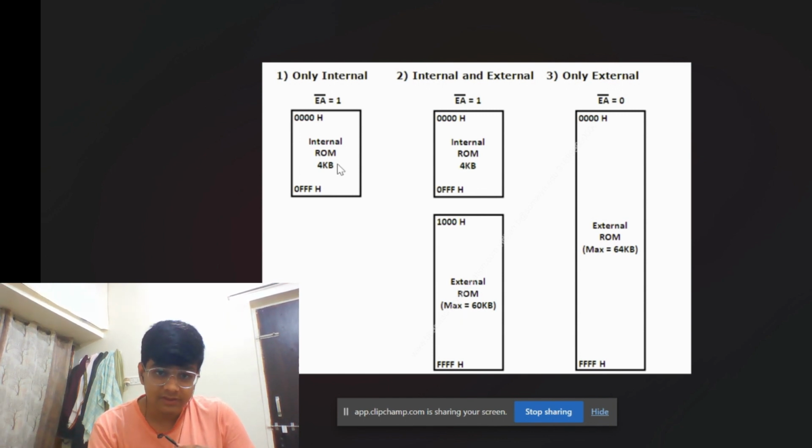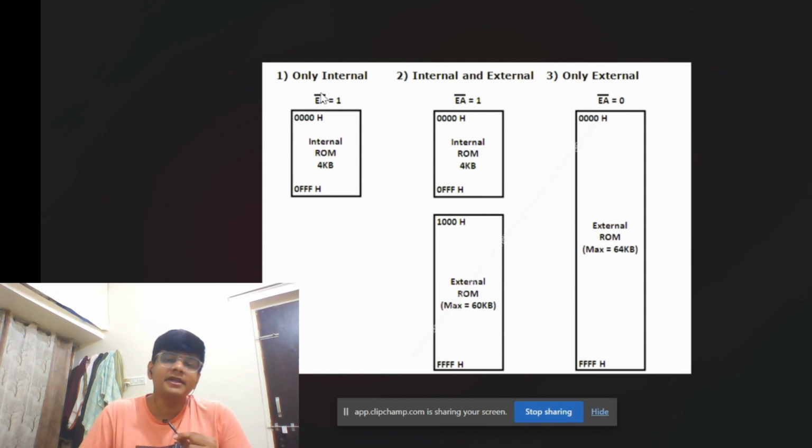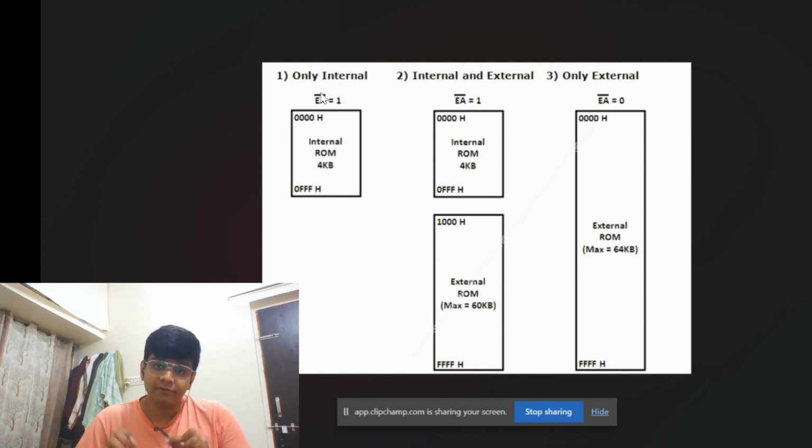So EA bar equals 1. What does that mean? EA equals 0, which means external access is 0, false. That means it is off. It means we cannot use external ROM. As we cannot use external ROM, we have to depend only upon internal ROM.